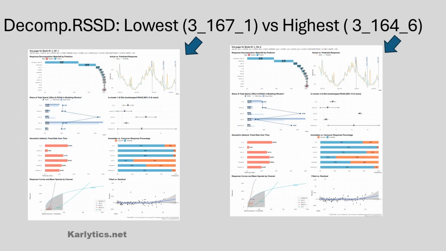These are model one-pagers, which give the same set of charts for each model. Here we are comparing the lowest decomposition RSSD with the highest to get an idea of how these vary. Remember, these have very similar NRMSE scores. Each model selected has its own one-pager. In our case, that is 6 models. For contrast, we will examine the highest and the lowest decomposition RSSD. These one-pagers are very helpful information, and we will go through a few of these graphs.